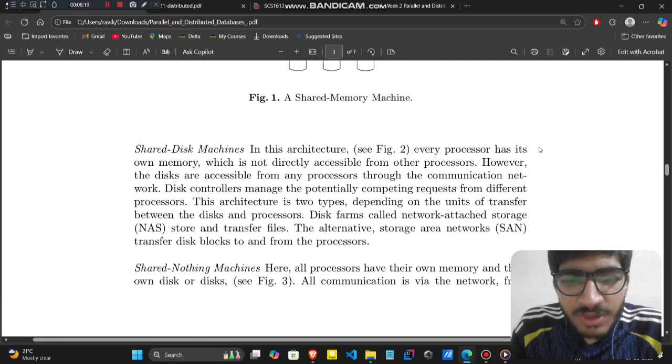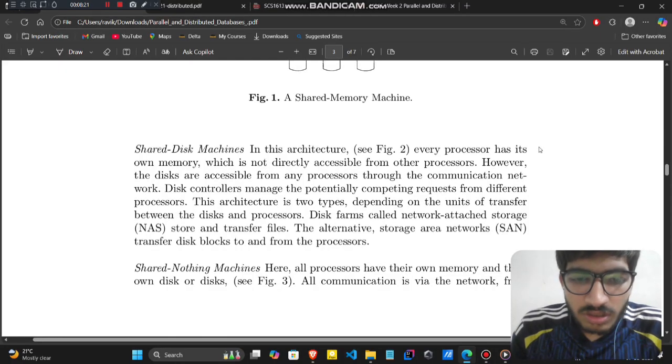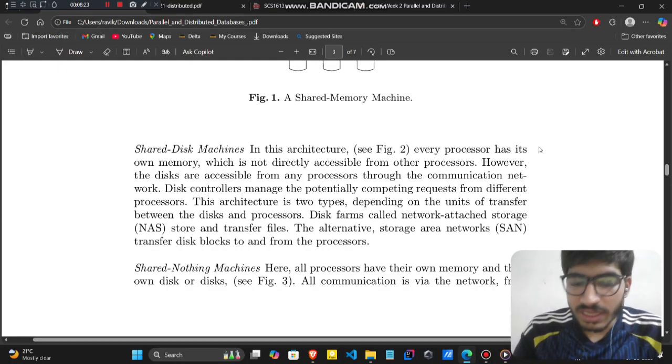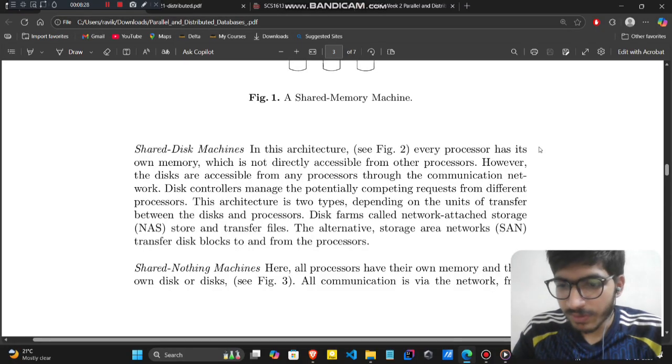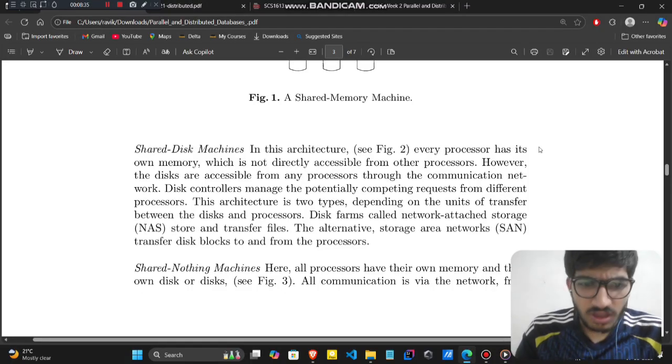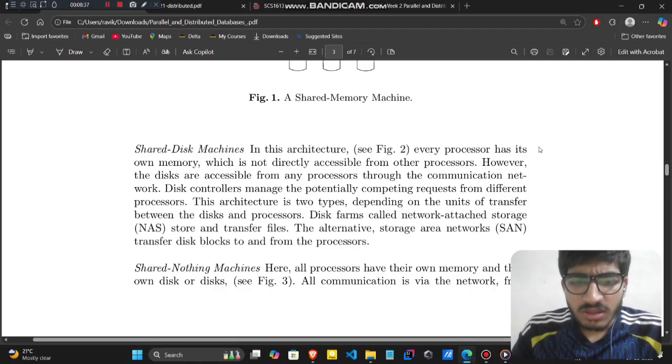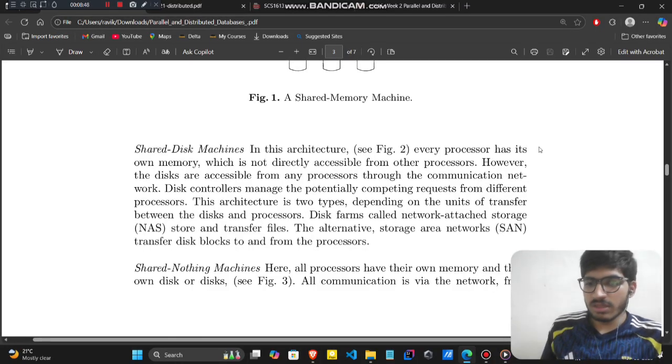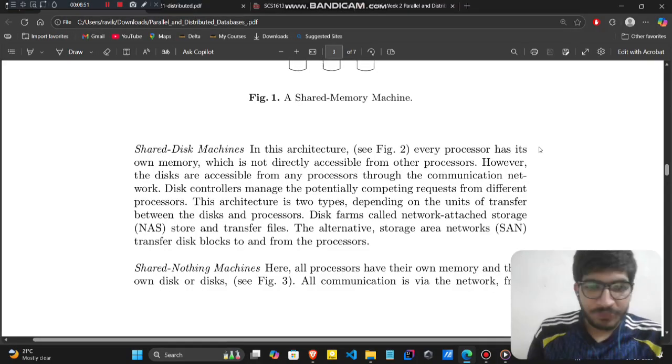Now, a shared memory architecture. In this architecture, all processors share the same memory and the same disk. Processors communicate through shared memory, and it is good for small systems. And it becomes slow if many processors are added. For example, a multi-core laptop or server is an example of this type of shared memory architecture, and all cores access the same RAM and disk in the multi-core laptop, right?